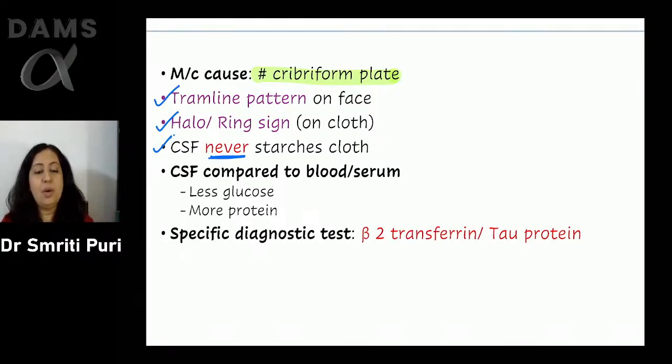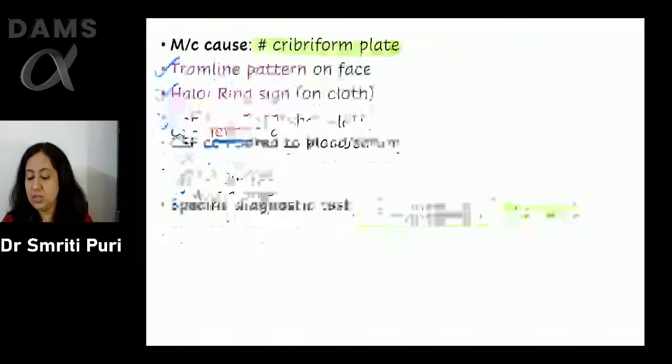Then if you compare the CSF to blood or serum, very important, it contains less glucose and more protein. So in comparison to serum, CSF has less glucose, and it has higher protein. And the specific diagnostic tests are beta 2 transferrin or tau protein. So you need to remember all of this. These are very important points in relation to CSF rhinorrhea.